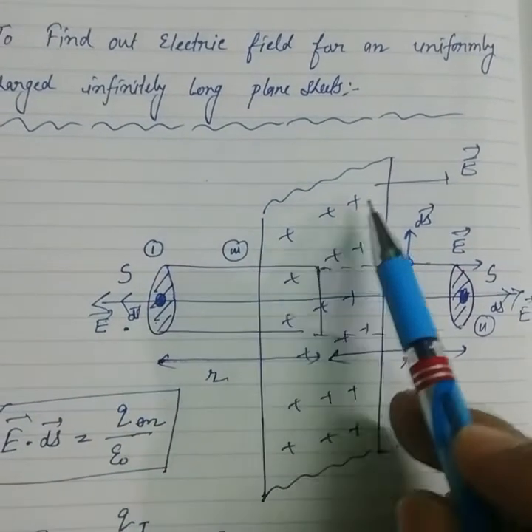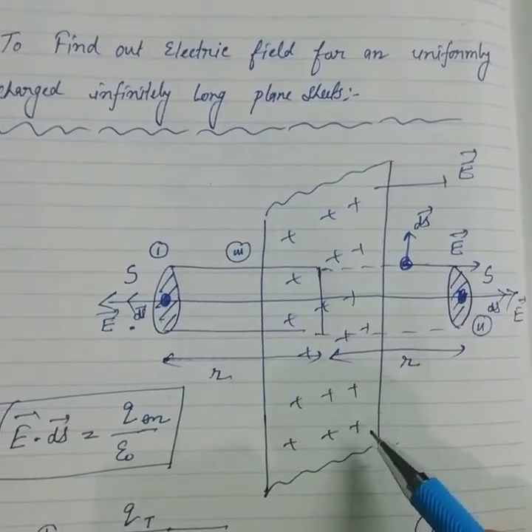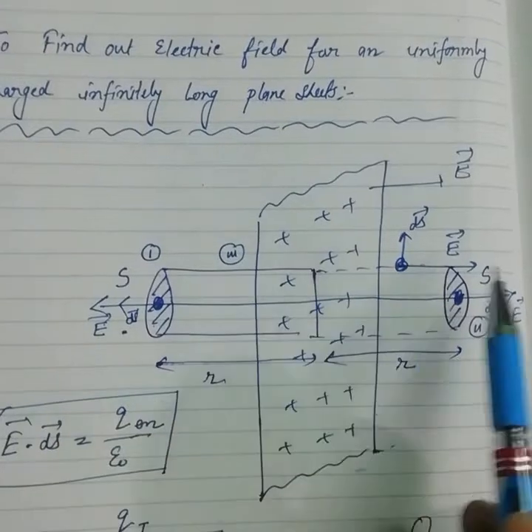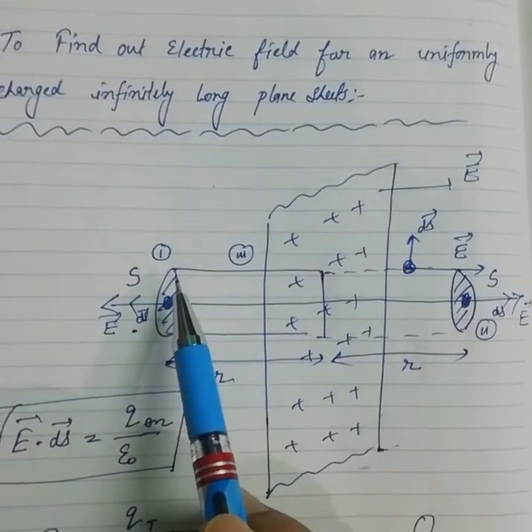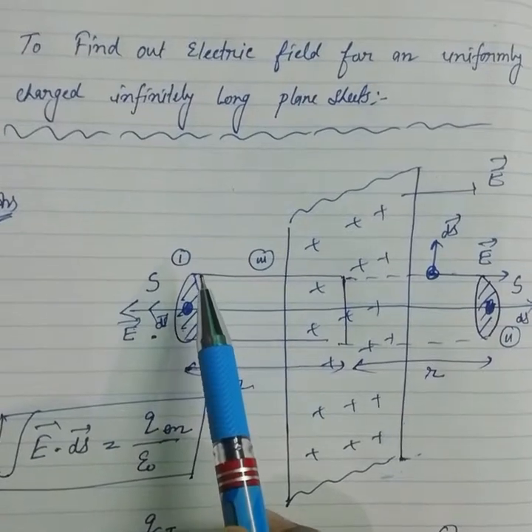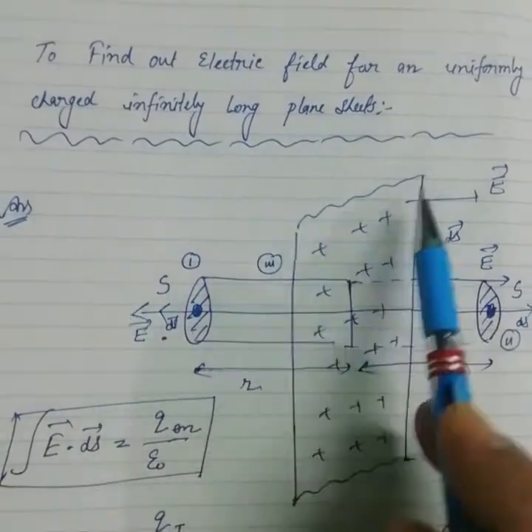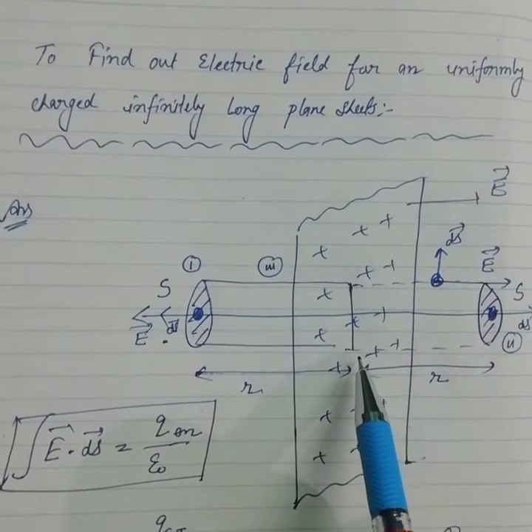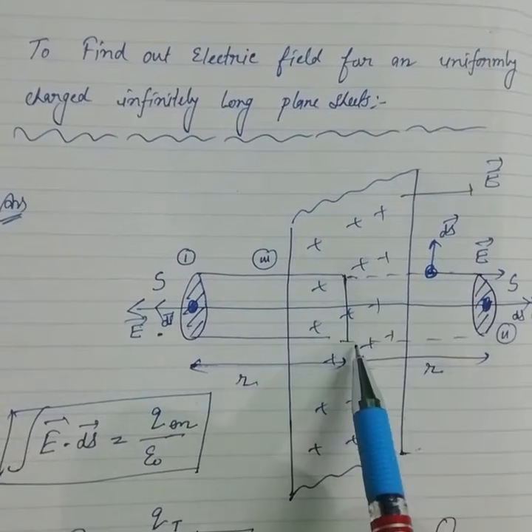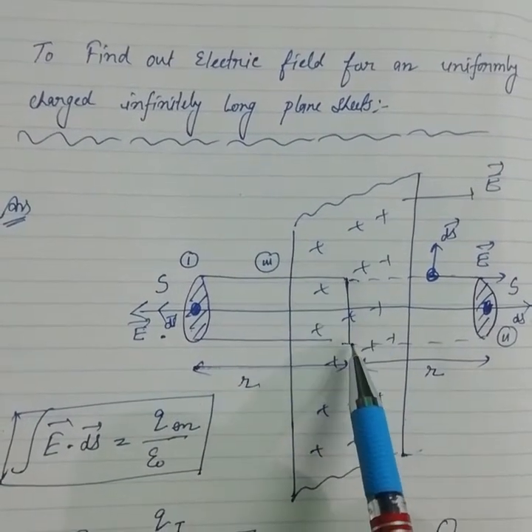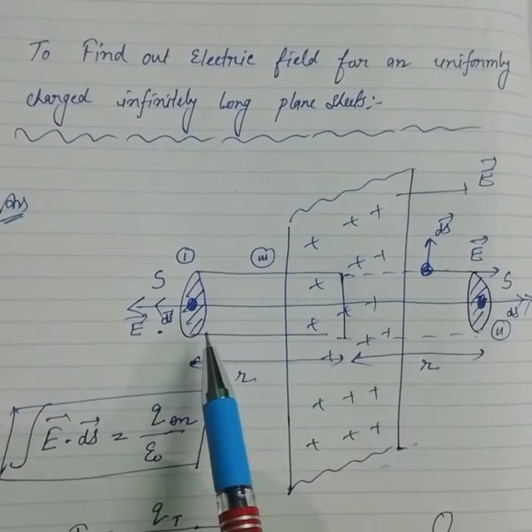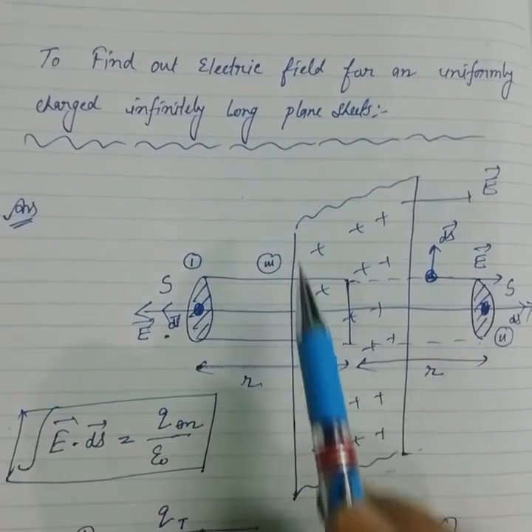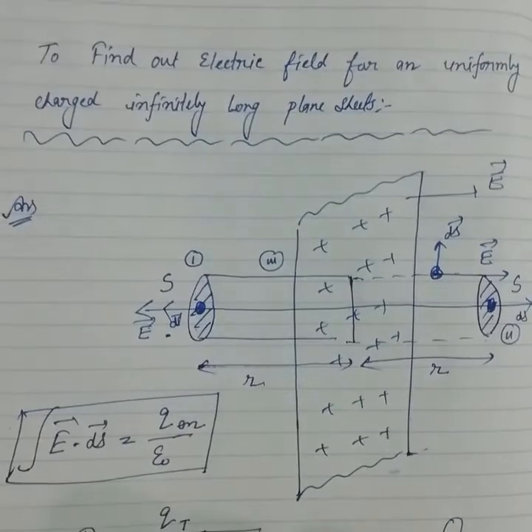Since I mentioned the positive charge is uniformly distributed over here, the direction of the electric field will always be outward. So for that I have considered a closed cylinder which is passing through this sheet. The length of this cylinder is twice r, and this is the midpoint, and from here the distance is r, and from here the distance is r. So I need to find the electric field at a point here, that means at a distance of r with respect to this sheet.